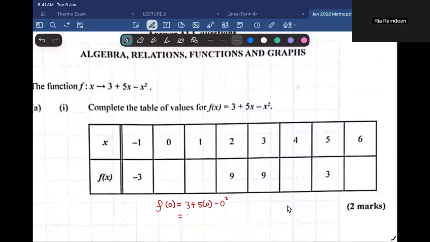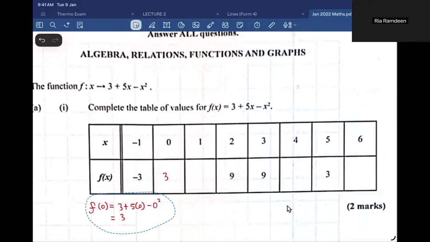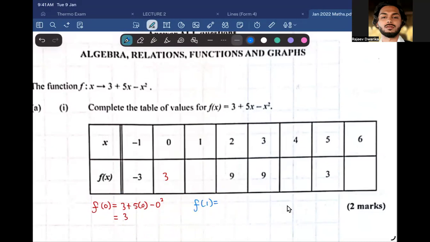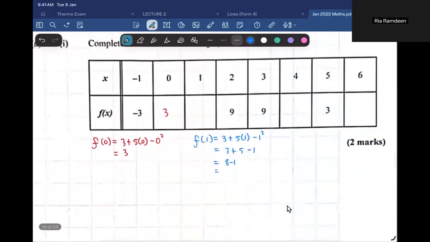5 by 0 is 0, 0 squared is 0, so it's just 3. That's just 3, right? What about when x is equal to 1? Let's see. So f of 1 would be 3 plus 5 by 1 minus 1 squared. So 5 by 1 is 5, then minus 1 squared is minus 1. 3 plus 5 is 8, 8 minus 1 is 7.